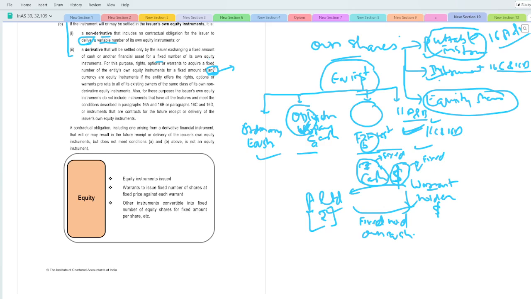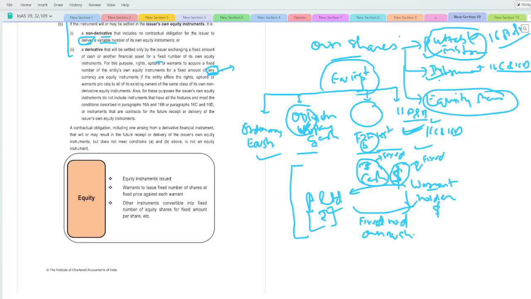So that's why it is mentioned here, "any". This we will be covering in the third chapter, I think, on equity and financial liability. There we will be discussing it in detail, but I'm just trying to give you a flavour of what the meaning of "any" is.